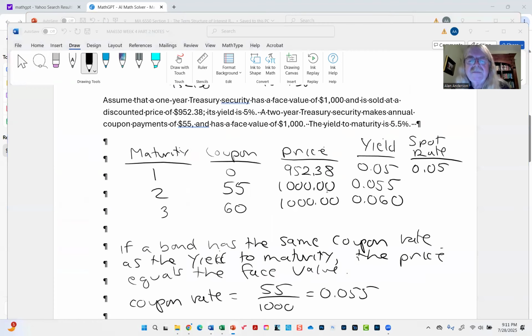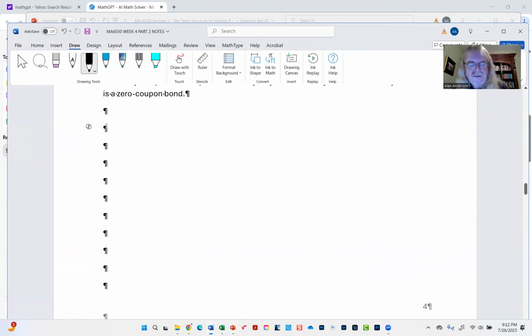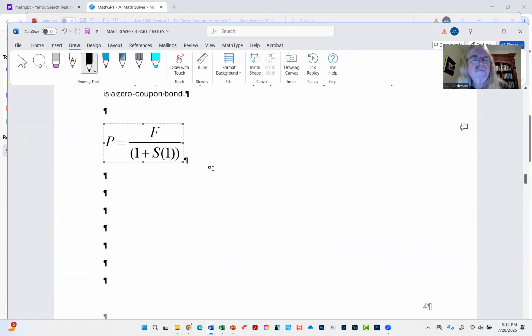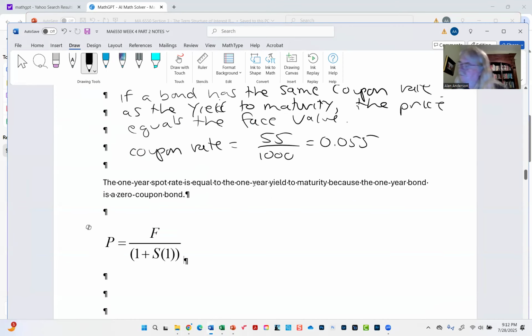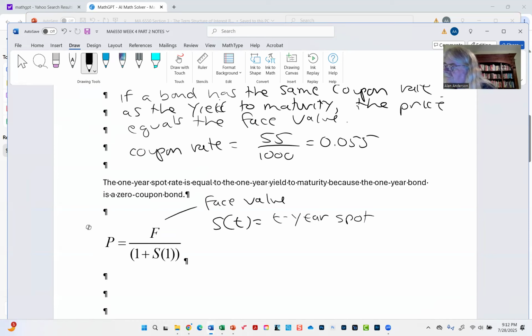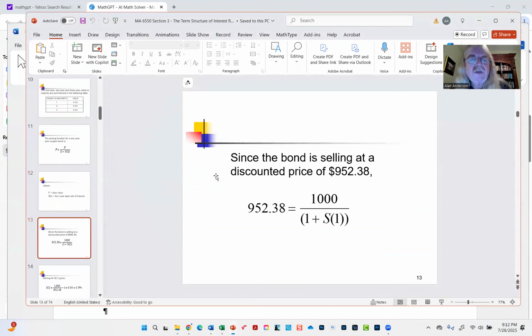The price... Now, F is the face value of the bond. S_T, I'll call it, to be more gentle. This is the T-year spot rate. Okay, so here, the 1-year bond, remember, is selling at 952.38.